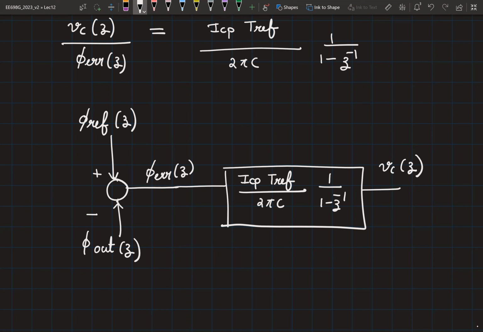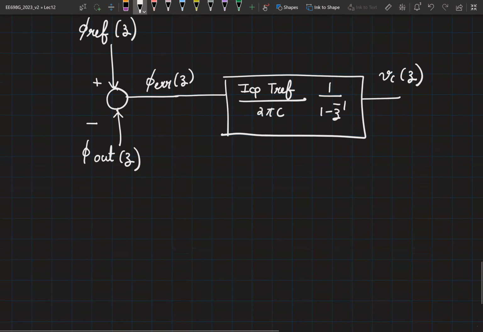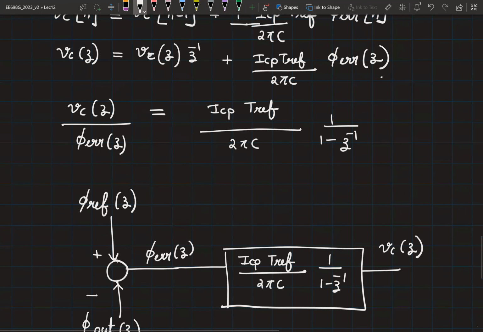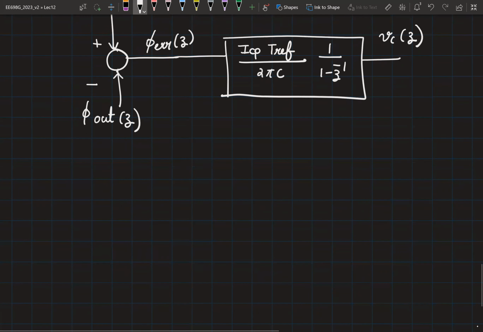Okay. Now, can you do the DLL model completely? So you know how PFD CP plus capacitor can be modeled. We have seen how VCDL can be modeled. Can you put everything together? Please try.